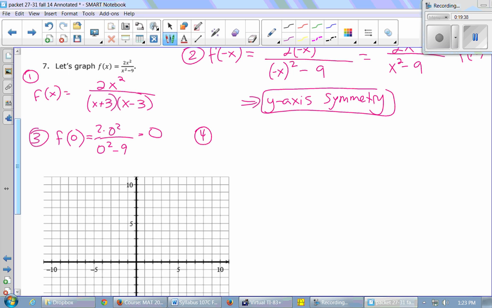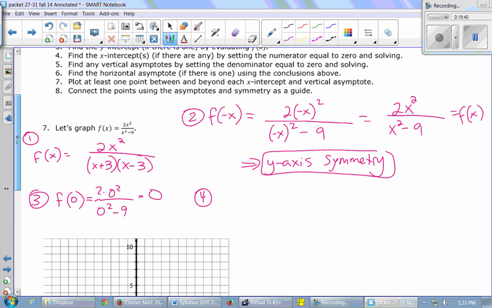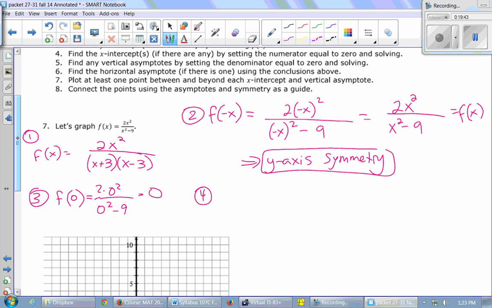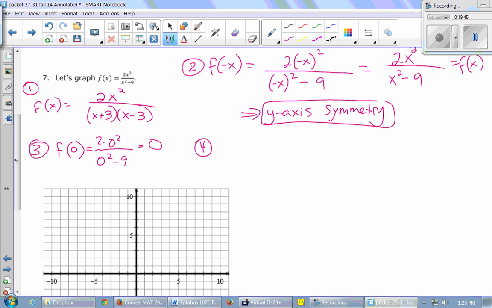4, find the x-intercepts. Find the x-intercepts by setting the numerator equal to 0 and solving. I'm actually setting my whole function equal to 0 and solving. It's just that a fraction only equals 0 if its numerator equals 0. So I'm sort of saving you a step by telling you to just set the numerator equal to 0. The only way 2x squared can equal 0 is if x is 0. So my x-intercept and my y-intercept coincide at the origin.